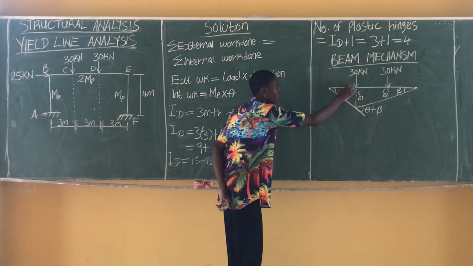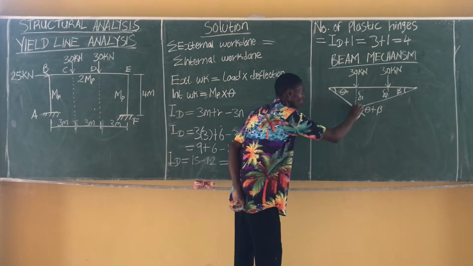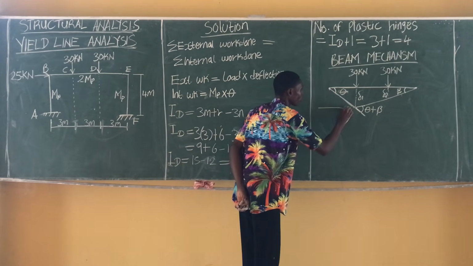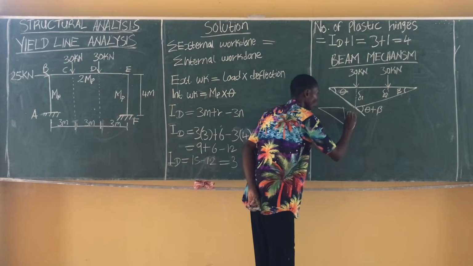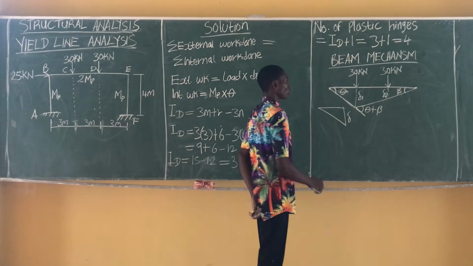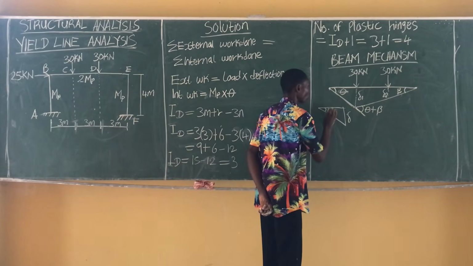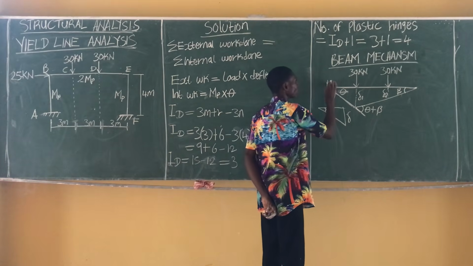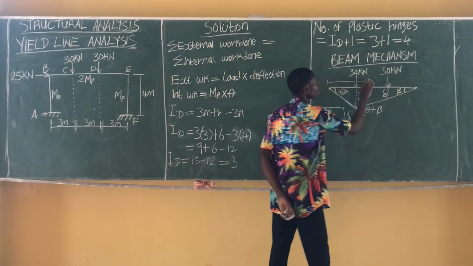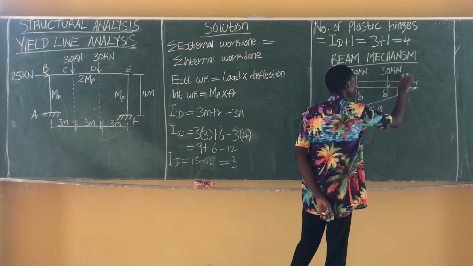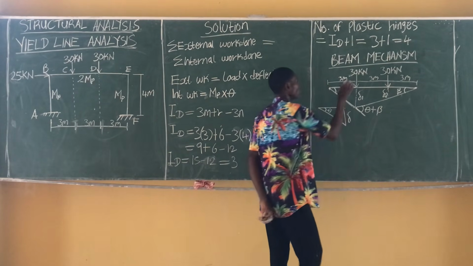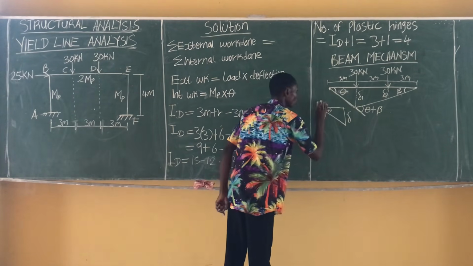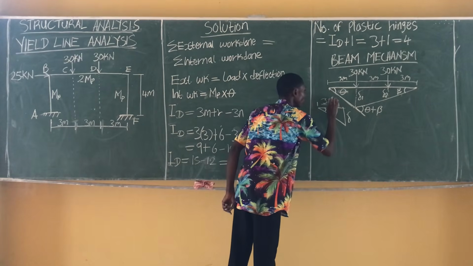Now, let's consider this triangle. If we consider this triangle, we have this point to be our deflection. We have this to be our theta. We know the distance from this point to this point. This is 3 meters. So this point is 3 meters.